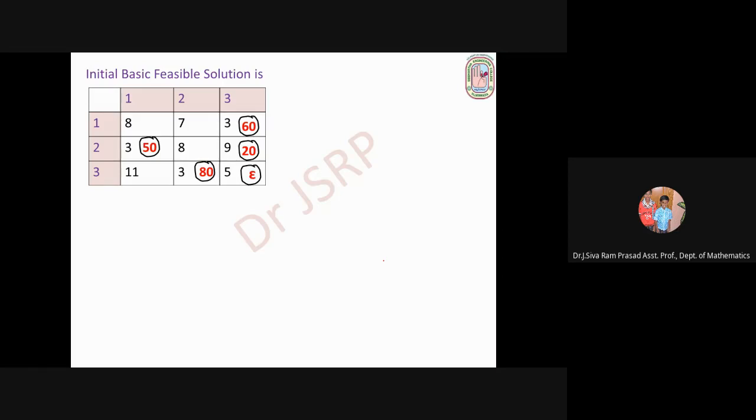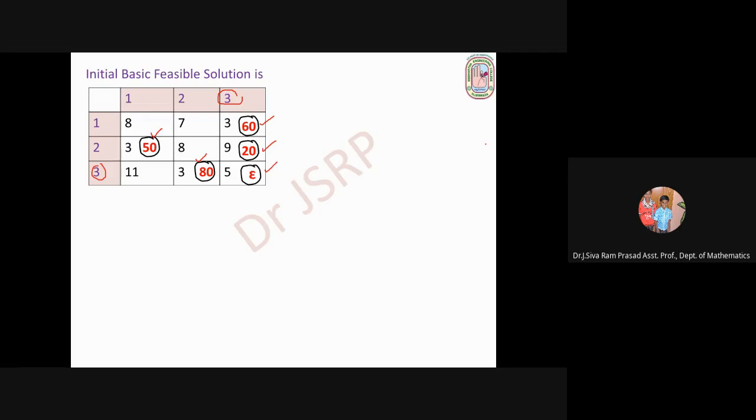Okay, right. Observe here, how many basic cells do we have? So 1, 2, 3, 4, 5. Actually, how many basic cells do we need? m plus n minus 1. m is 3, n is 3, so 3 plus 3, 6 minus 1, 5. So we need 5 basic cells, and here we already have 5 basic cells.